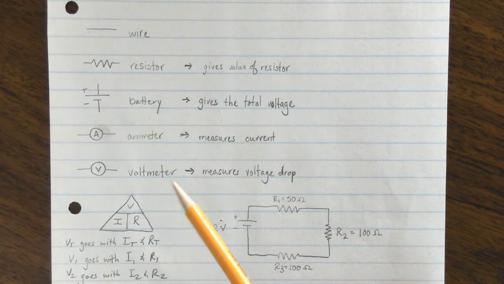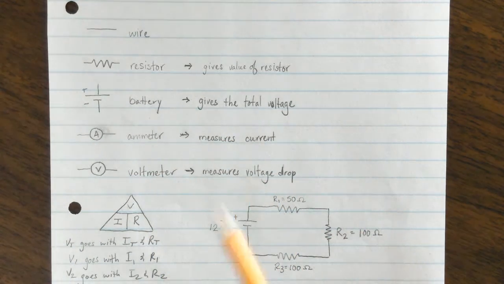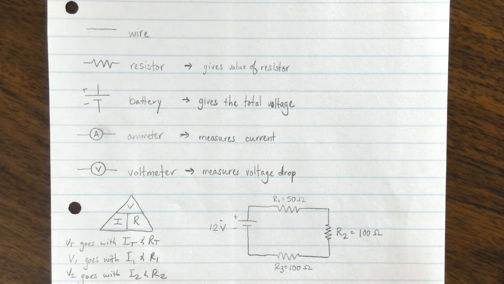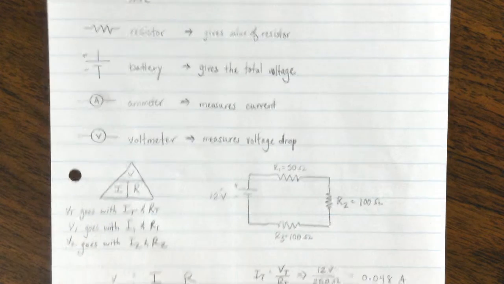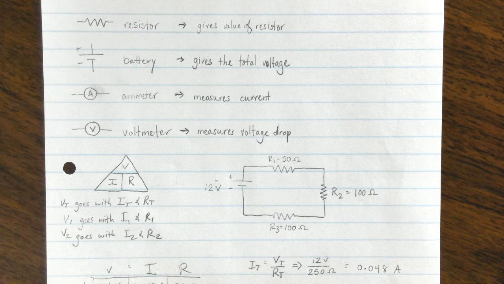And then you have a voltmeter. You may see these in some problems. This is going to tell you what the voltage drop is. So starting off, we have Ohm's law, V equals I times R. And we have this example problem here with our series circuit.